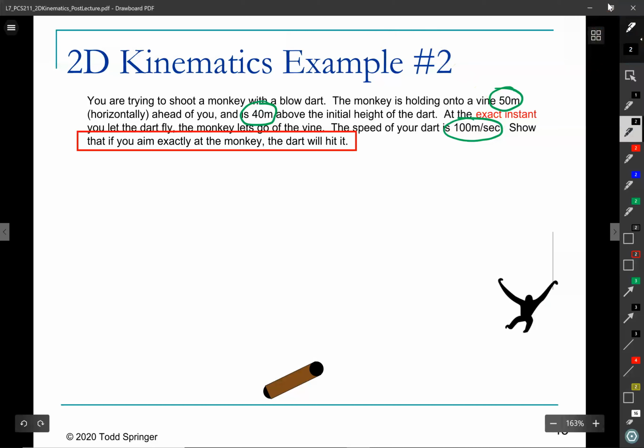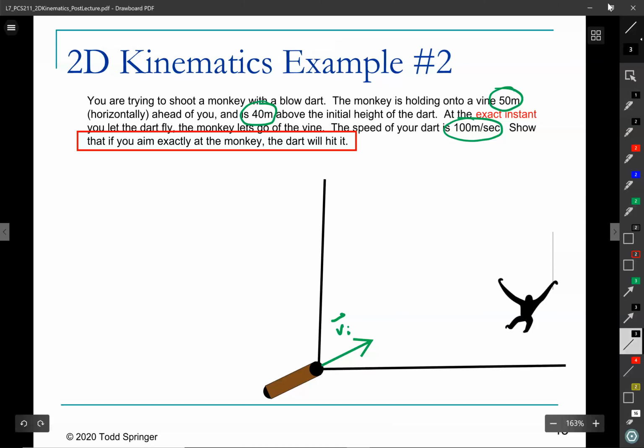All right, so we've got a nice picture here. Let's just try to make it a little more explicit. My dart is going to be launched from this height here with some speed vi, like this. And let me pick a coordinate system now. So I'm going to pick this direction to be x and this direction to be y. So this will be y, this will be x. And the monkey is here.